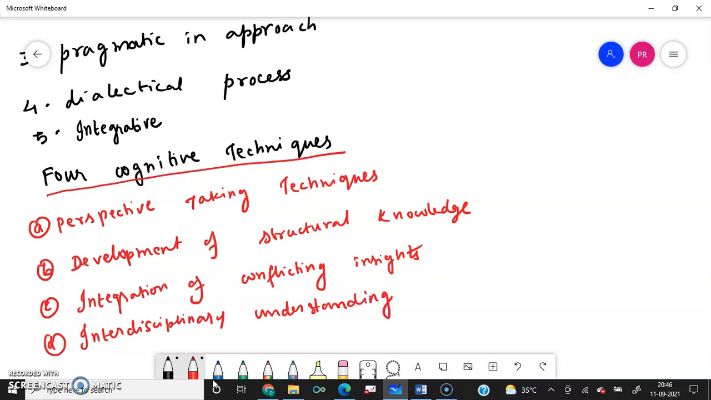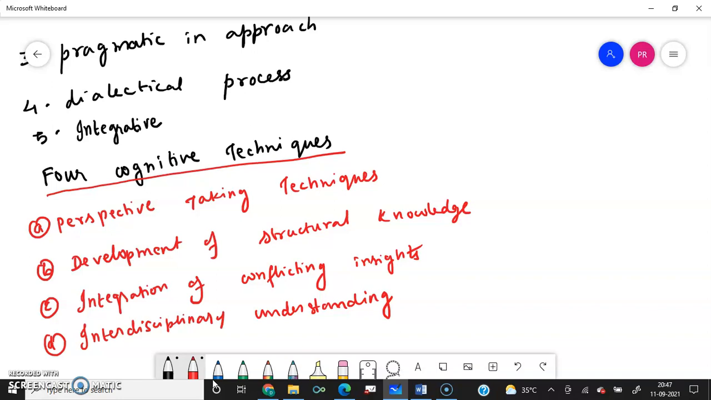The first one is perspective taking techniques. It means multiple views. This particular problem can be viewed in this manner also, in another manner also. So understanding about the topic increases, and also different viewpoints we understand, and we try to appreciate what is the difference between this discipline and another discipline. So our perspective widens and broadens, and our approach to the problem also, means a proper approach to the given problem.